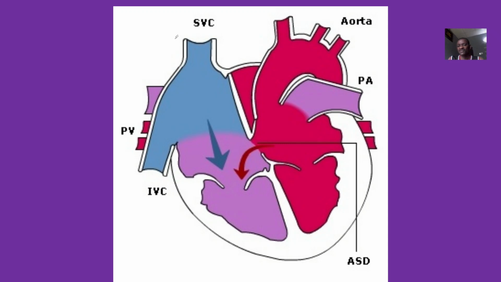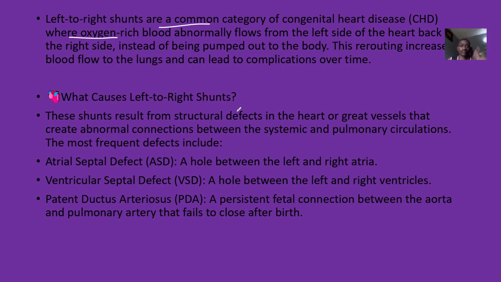I've already explained everything. The left side handles the red blood, which is oxygenated. The right side is deoxygenated blood. So oxygenated blood is moving to the right side. Do you understand? The only issue the person has here is that he's not receiving sufficient oxygenated blood. Oxygenated blood is still moving back to the lungs to be oxygenated again. The heart is working on what it has already worked on. So this rerouting increases blood flow to the lungs and can lead to a lot of complications over time.